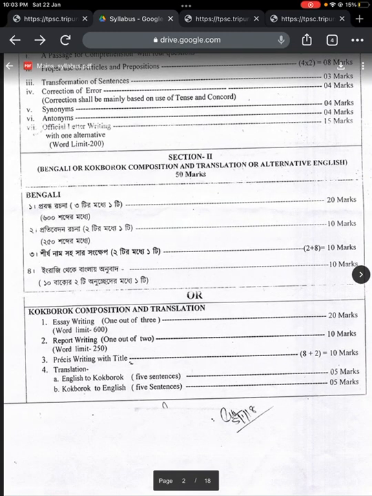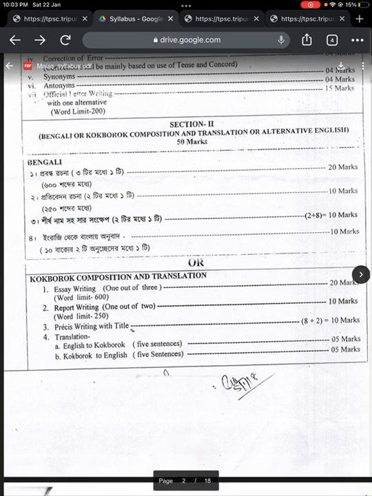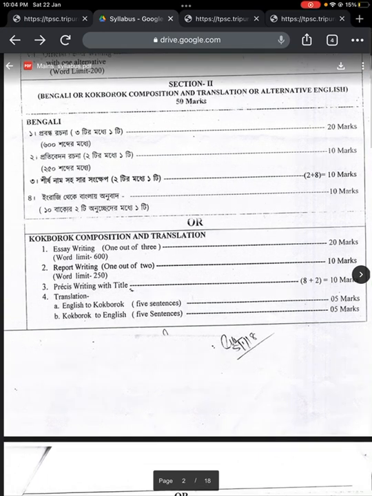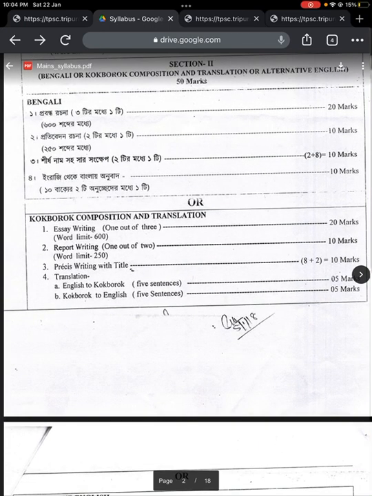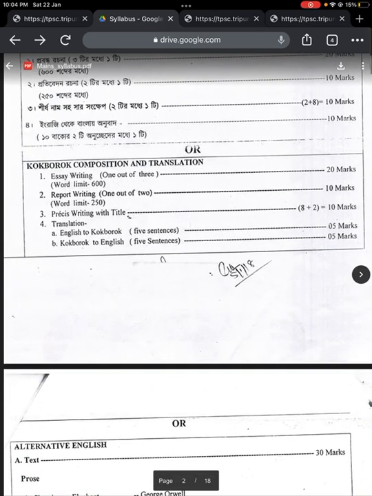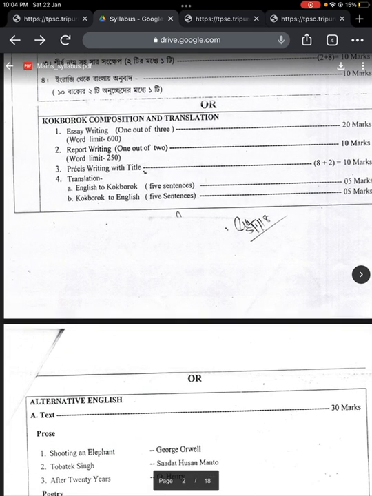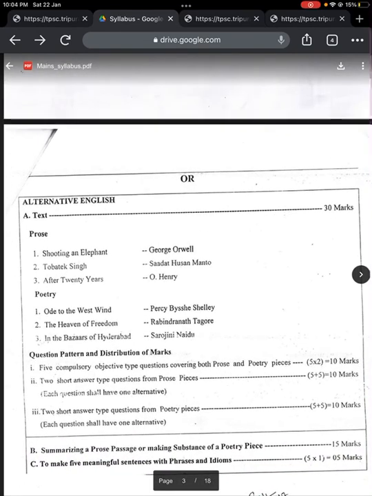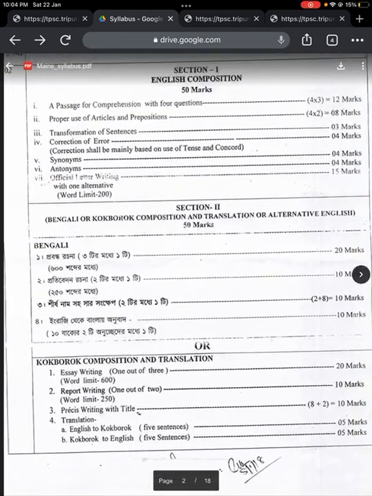In Bengali there are four portions. প্রবন্ধ রচনা যে কোনো একটা, তিনটার মধ্যে একটা, প্রতিবেদন রচনা যে কোনো দুটির মধ্যে একটি, এবং শীর্ষনাম সহ সারসংক্ষেপ এবং ইংরেজি থেকে বাংলায় অনুবাদ. Then Kokborak composition and translation, if you want you can go for it, and then alternative English. So this is the syllabus for paper 2.